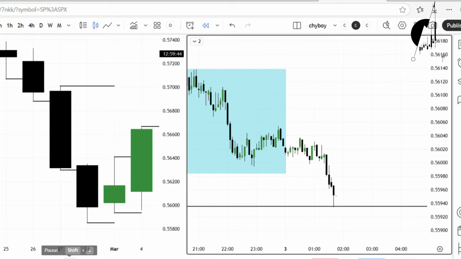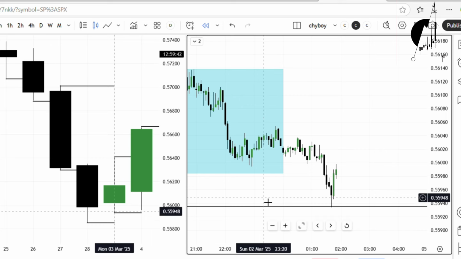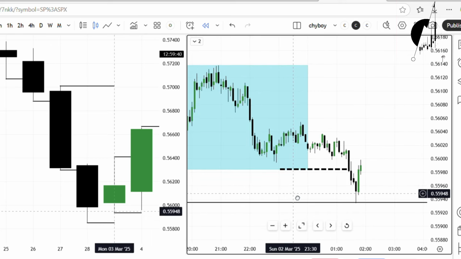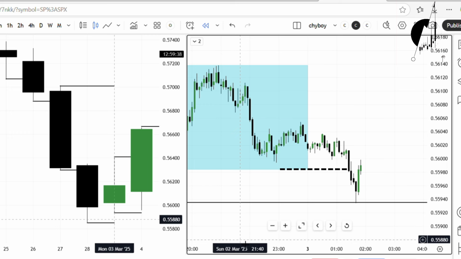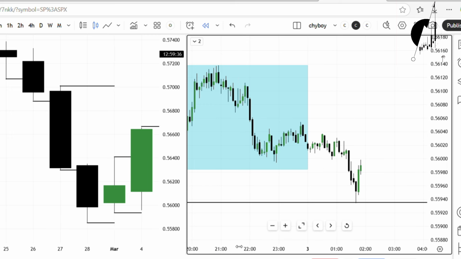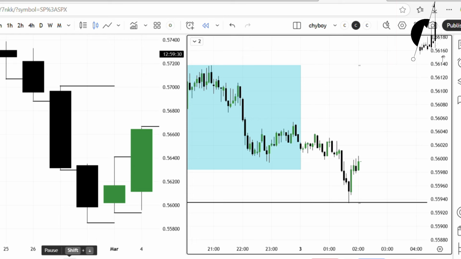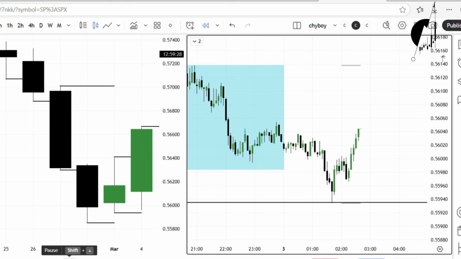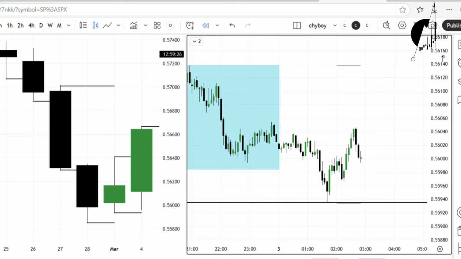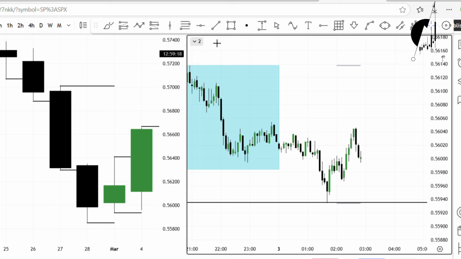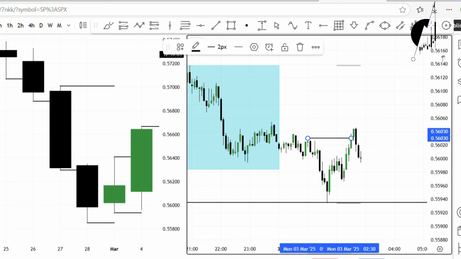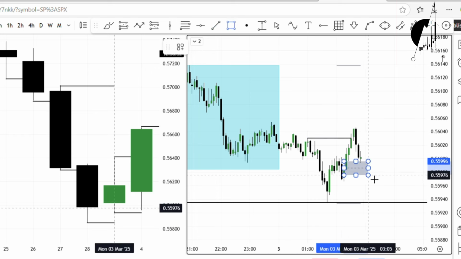Price went straight during the London session and took the Asian range liquidity. Then we should look for entry since liquidity has been swept. Let's wait for confirmation. Wow, a swing high is broken with a fair value gap. That is a sign that the trend has shifted.